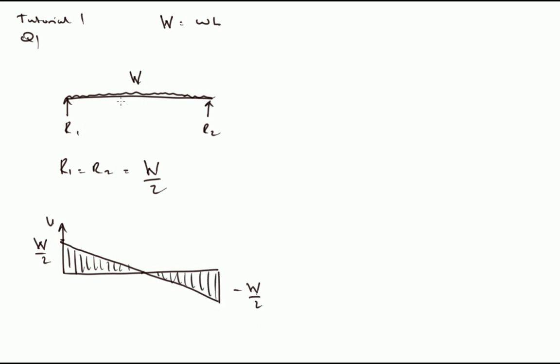is linear. So if we take a section here, for example, we've got R1 minus some length of W, and when we get to halfway, the magnitude of this part of the load is W divided by 2, so we get W divided by 2 minus W divided by 2, which brings us to 0 at this point, the center point here. Okay, and then we come down linearly to minus W over 2 at R2. Okay, so that is our shear force.